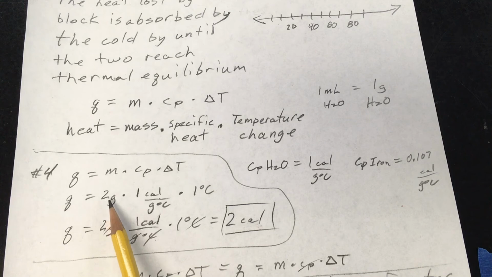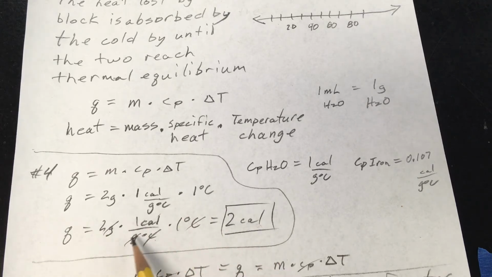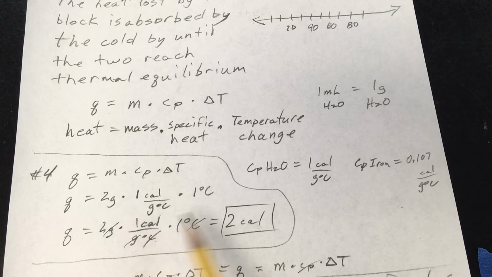Well, 2 grams of water, and there's your specific heat, times the temperature change, which from 25 to 26 is a temperature change of 1. When we multiply all that out, we get 2 calories. The grams cancel, the degrees Celsius cancel, and that leaves us with the calories. So it takes 2 calories of heat to raise 2 grams of water 1 degree Celsius. Keep in mind, as you're doing the other problems, there might be more mass and more temperature change, so just plug those in accordingly and solve.